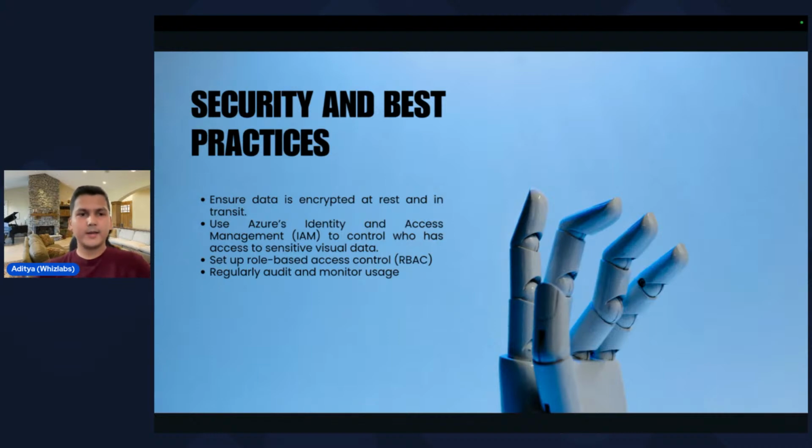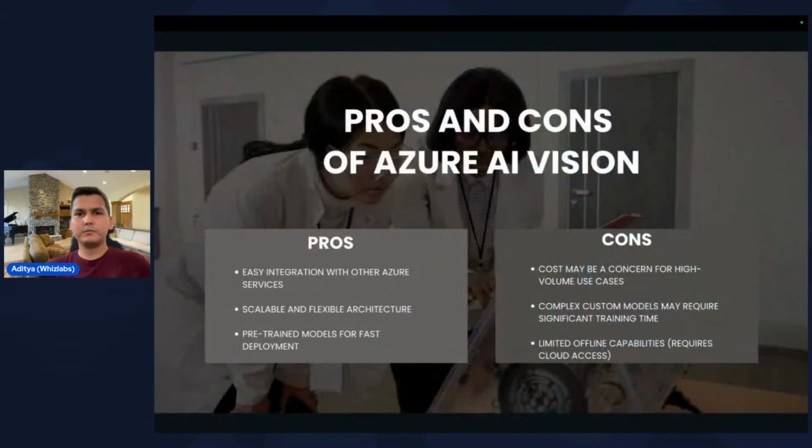So we have talked about RBAC, role-based access control. You need to set some IAM access controls, IAM roles for the users, so that they have limited access. Your data should be encrypted in transit and at rest. So these are the important security and best practices when you are using artificial intelligence, or custom vision, or AI vision, or any AI tool.